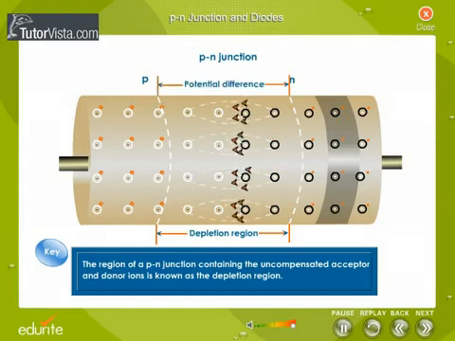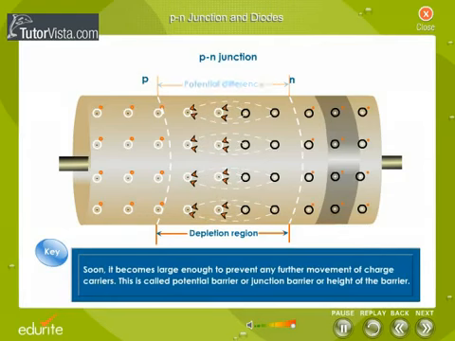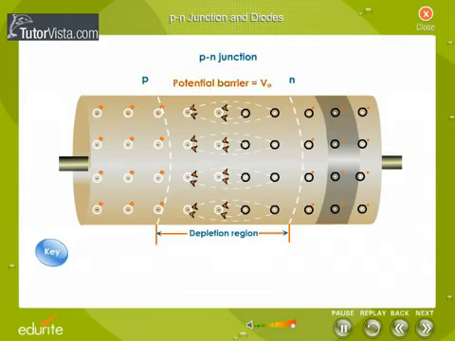As a result, potential difference is established across the junction. Soon, it becomes large enough to prevent any further movement of charge carriers. This is called potential barrier or junction barrier or height of the barrier. From the figure, you can clearly see that the potential barrier VO that is set up gives rise to an electric field that prevents the respective majority carriers from crossing the barrier region.